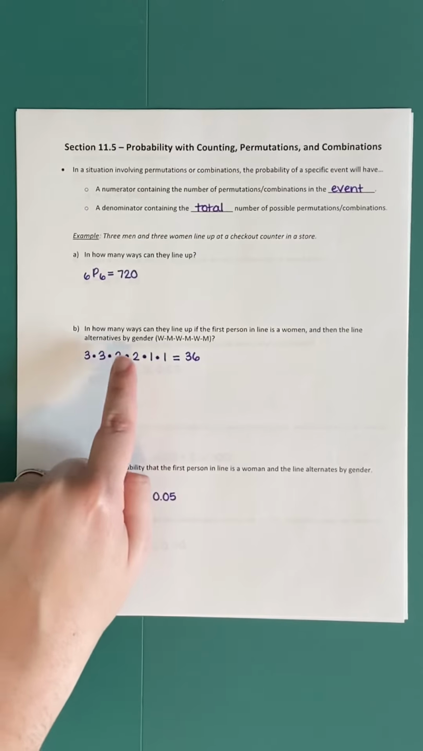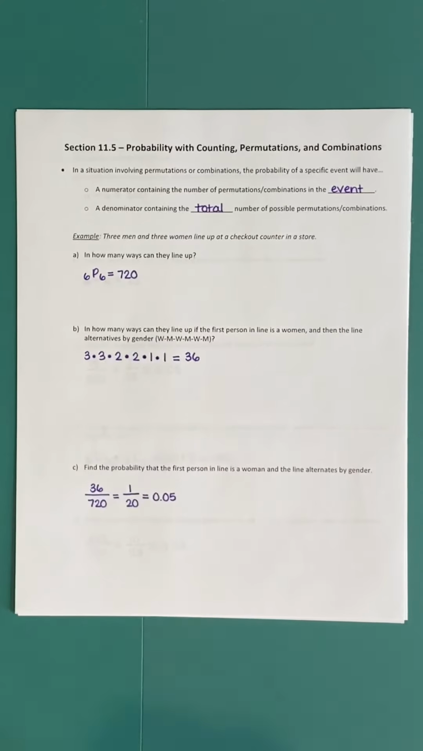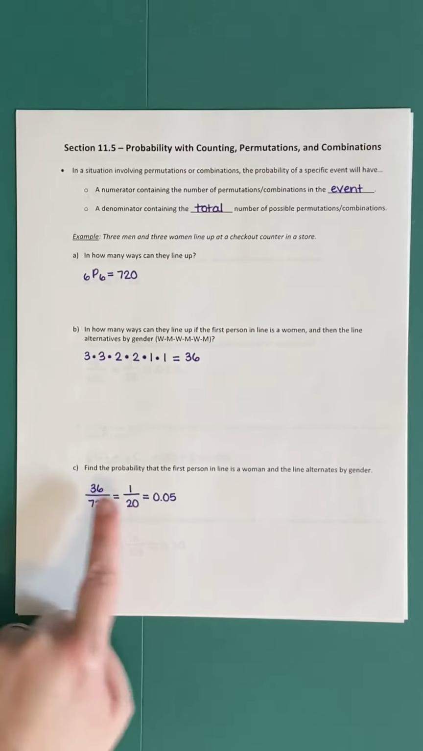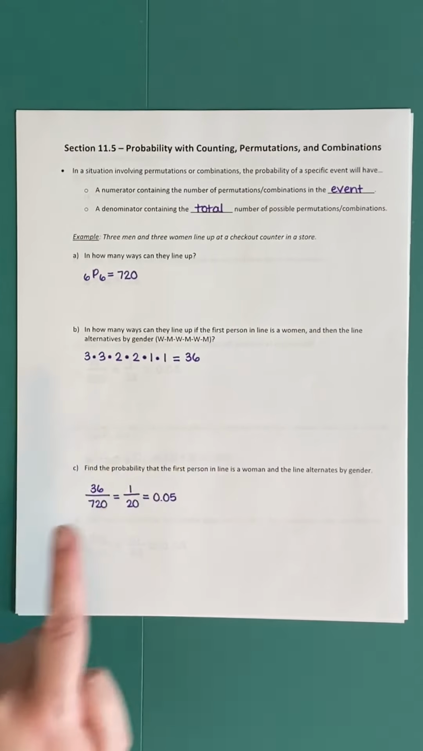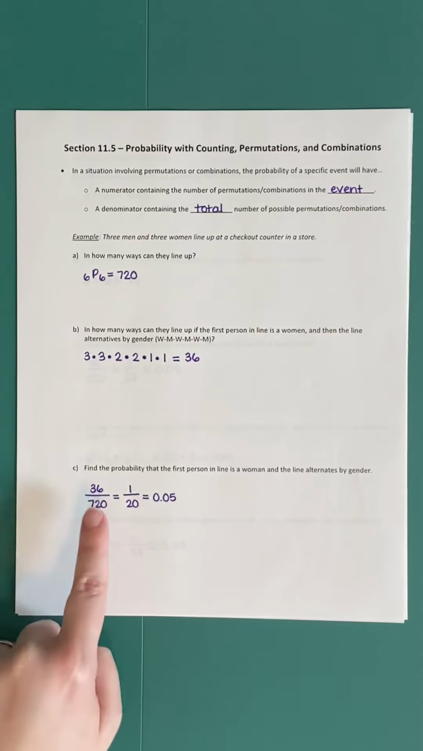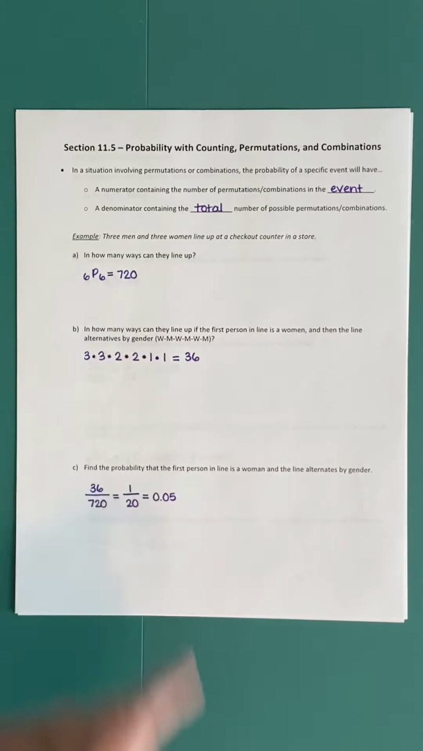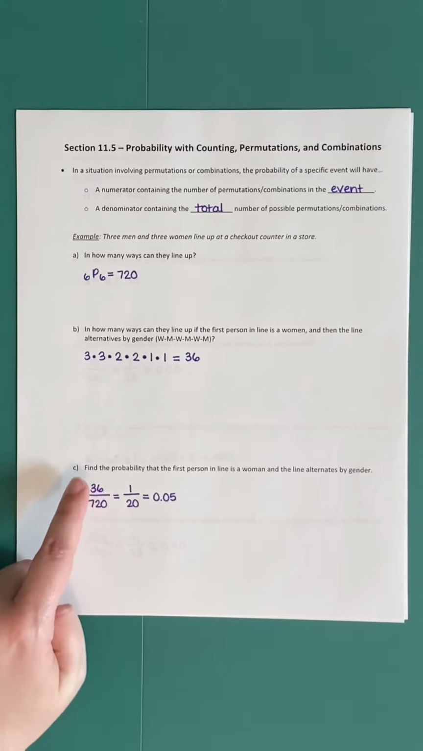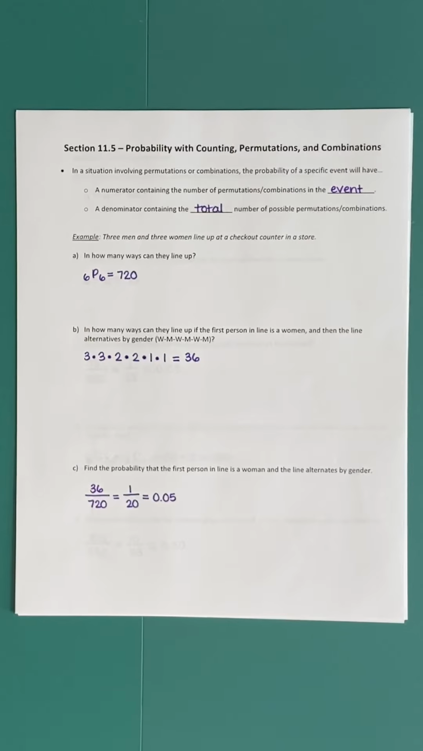36, based on the fundamental counting principle, multiplying together how many ways there are to place each person into their particular spot in line. So 36 ways to get this event that we want out of the 720 ways to just line people up based on having 6 people to line up. So our probability is going to be 36 out of 720.